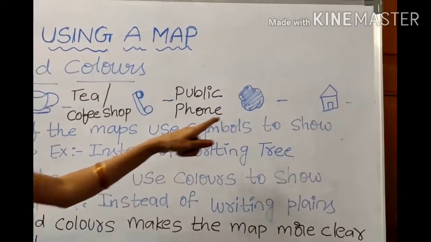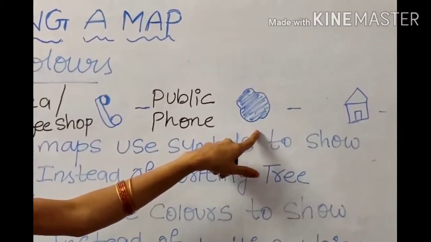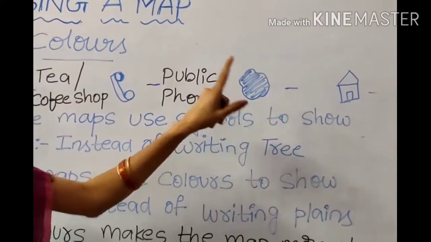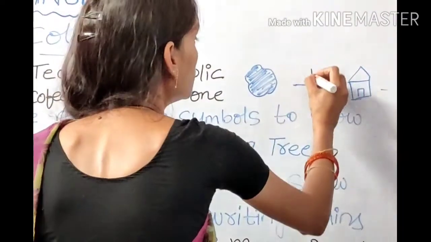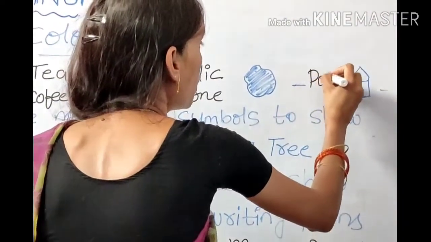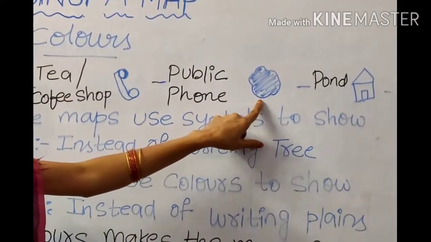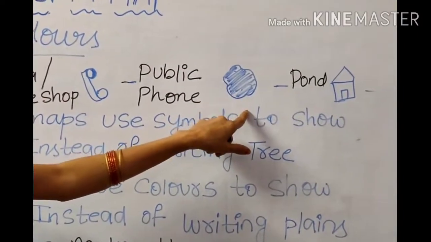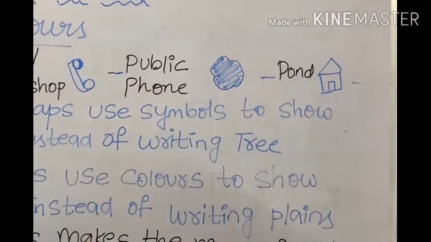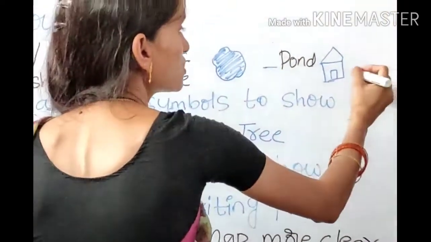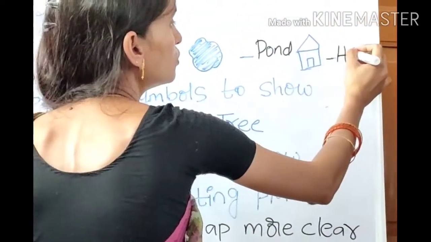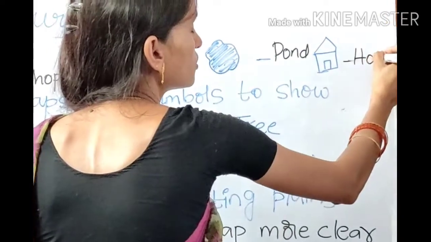So what does this symbol indicate? It is a pond. If you have seen it in the map, it is a pond and the color given to it is blue. If it is in blue, it represents the pond. And what is this? It is a home or house.